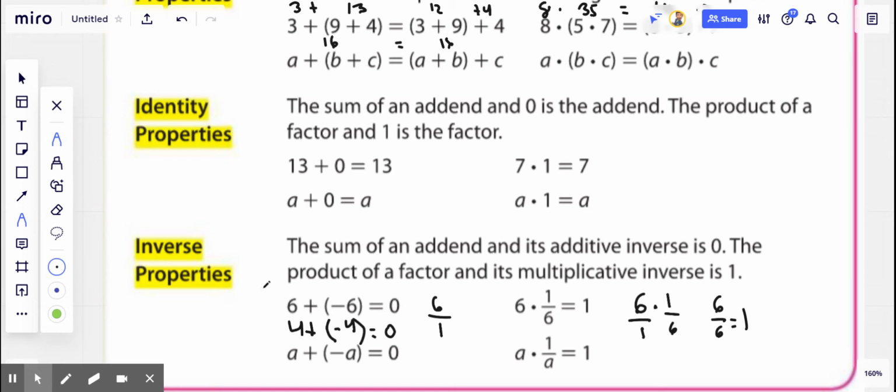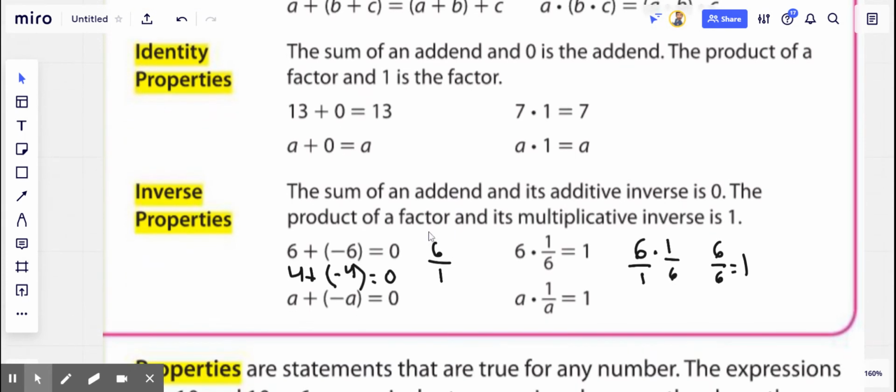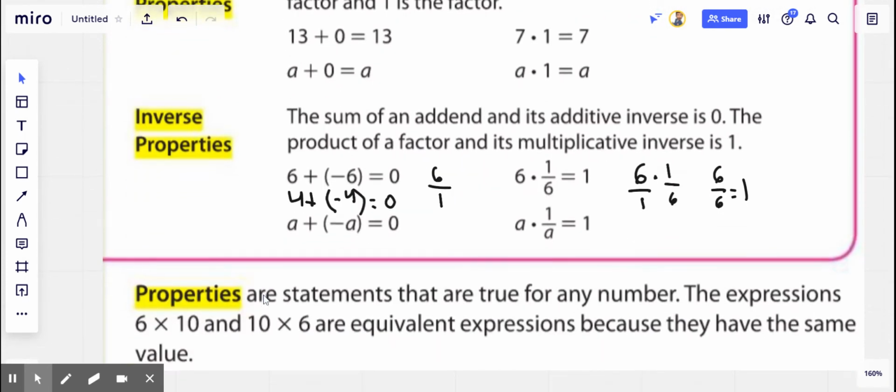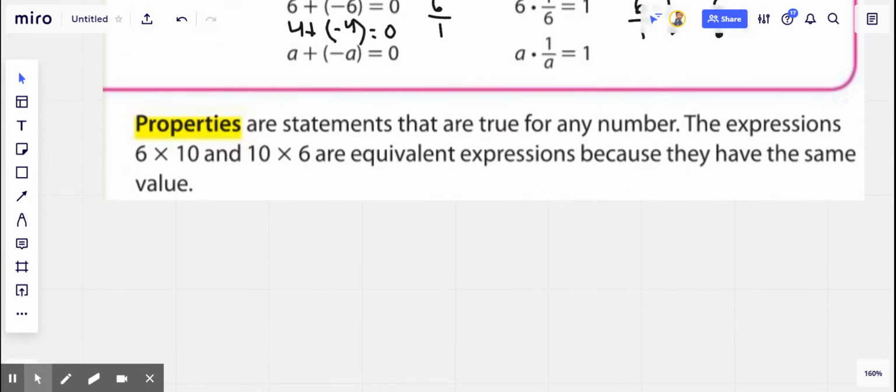Those are the 4 properties we're going to work with today. We're going to practice some more. I will have these available for you to do whenever you do your practice problems, independent practice. And down here it just says properties are statements that are true for any number. Okay, the expressions 6 times 10 and 10 times 6 are equivalent expressions because they have the same value. All right, let's look at an example real quick.